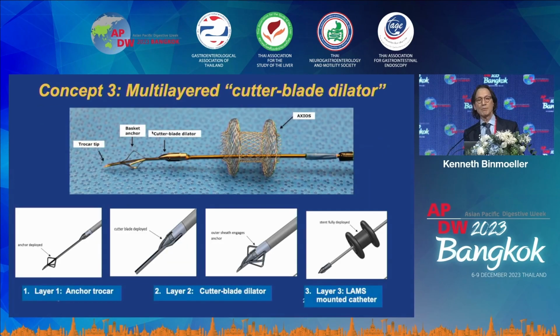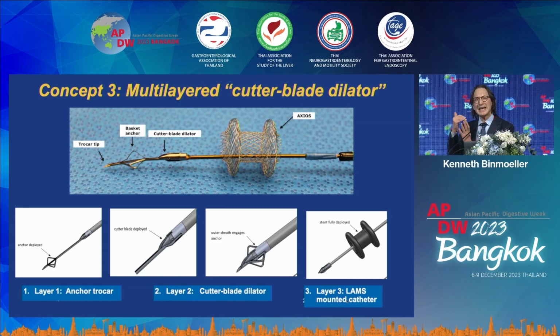We came up with this multi-layered cutter blade dilator, so another concept. The trocar tip is here, the basket anchor, so this is like a Dormia basket, really, also functioning as an anchor. Then we have this cutter blade dilator that you see here, and the idea is that this blade will then create that opening that's large enough for us to now deliver the catheter with the LAMS mounted on it. So we have layer 1, anchor trocar, layer 2, cutter blade trocar, a dilator, and then layer 3 is our LAMS mounted catheter.